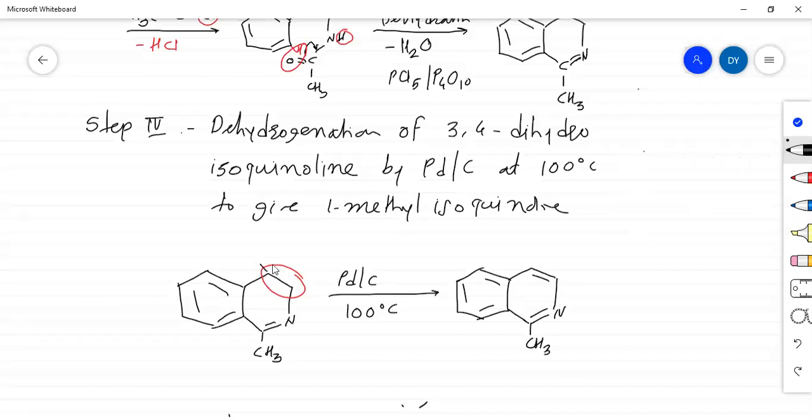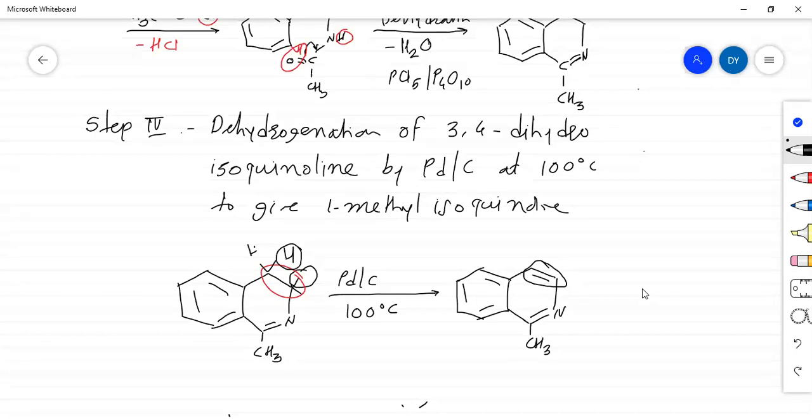Here two hydrogen atoms are there, and here also two hydrogen atoms are there. So one hydrogen from here and another hydrogen from another carbon atom are removed. But due to this removal, here we get a carbon-carbon double bond. Right? So this is a very simple idea.